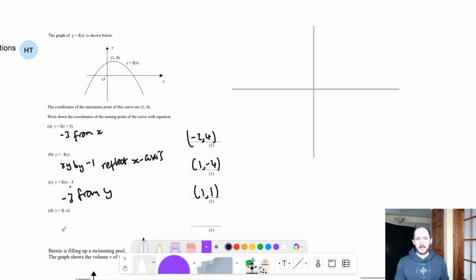And lastly for the last one, that's a bit obvious. F of minus x, again, you do the opposite. So in this case, it's timesing x by minus 1. So you're basically dividing x by minus 1, but hopefully you can see that that's actually the same thing as timesing by minus 1. So instead of it being 1, 4, it's going to be minus 1 and 4. And what this does is it reflects in the y-axis. So basically everything on the right is now going to be on the left.